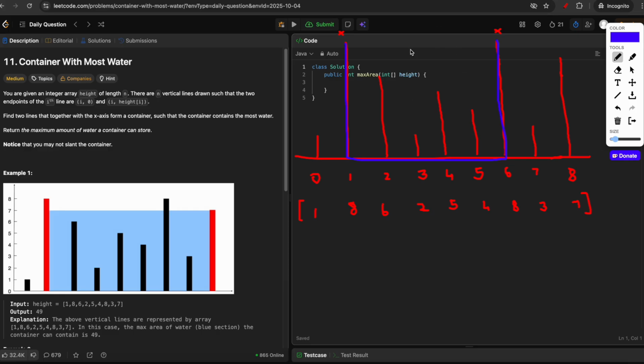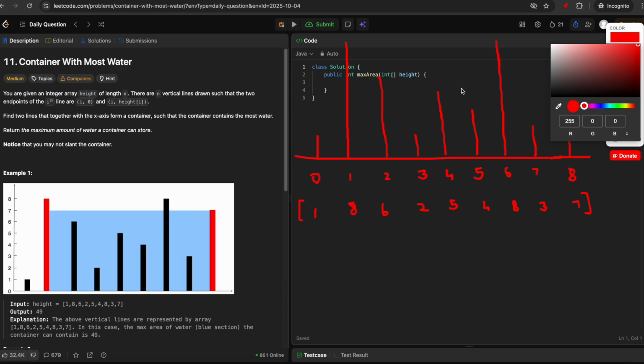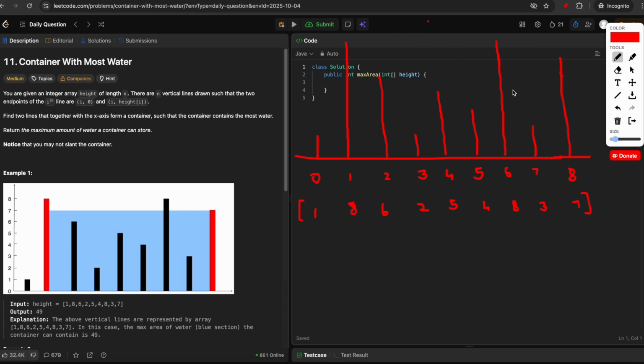and the amount of water this can hold: the width is 6 minus 1, 5. So the width is 5 and the height is 8. So this container can hold a total of 40 liters of water. And we can also pick any other two lines to form a container.